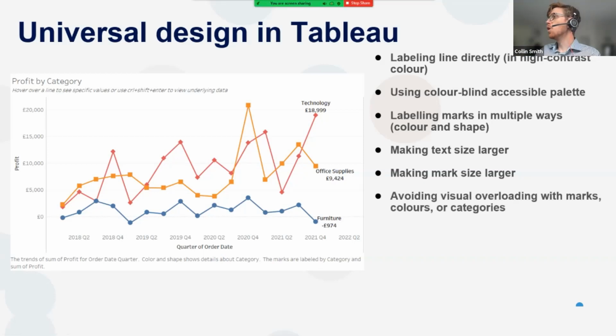I'm avoiding visual overload when it comes to marks, colors, and categories. So I'm not starting to use 7, 8, 9, or even more colors and shapes. I'm trying to limit it just to the data that needs to be there. And if you were building this in a dashboard, what you might do is introduce a filter so that people can limit the number of marks that are in the view.